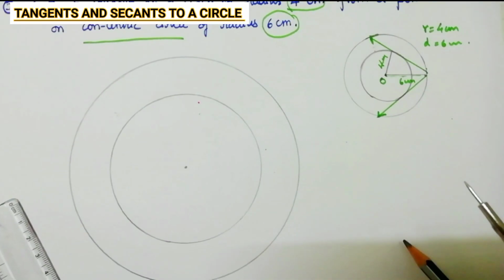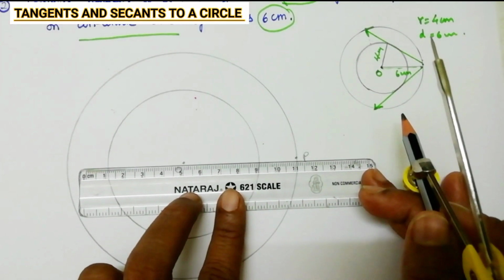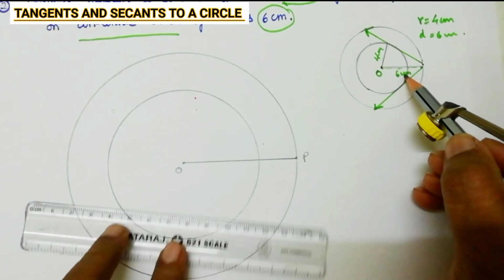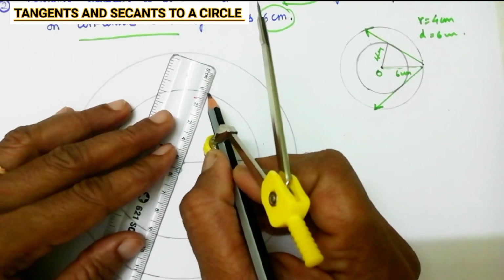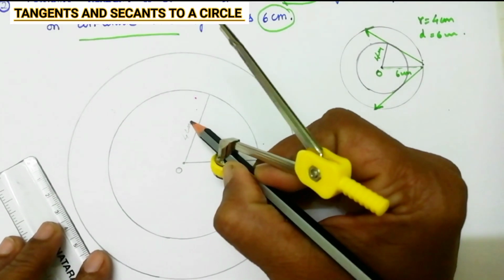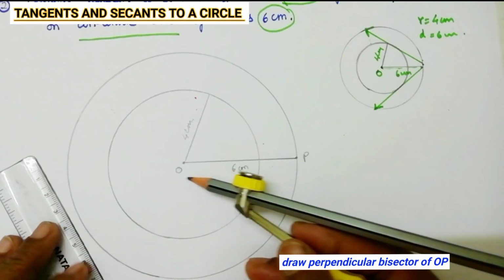After drawing the concentric circles, now take any point P on the outer circle. Join OP. This OP is of how much length? 6 centimeters. The inner circle's radius is 4 centimeters. Now we are going to draw the perpendicular bisector to this OP.